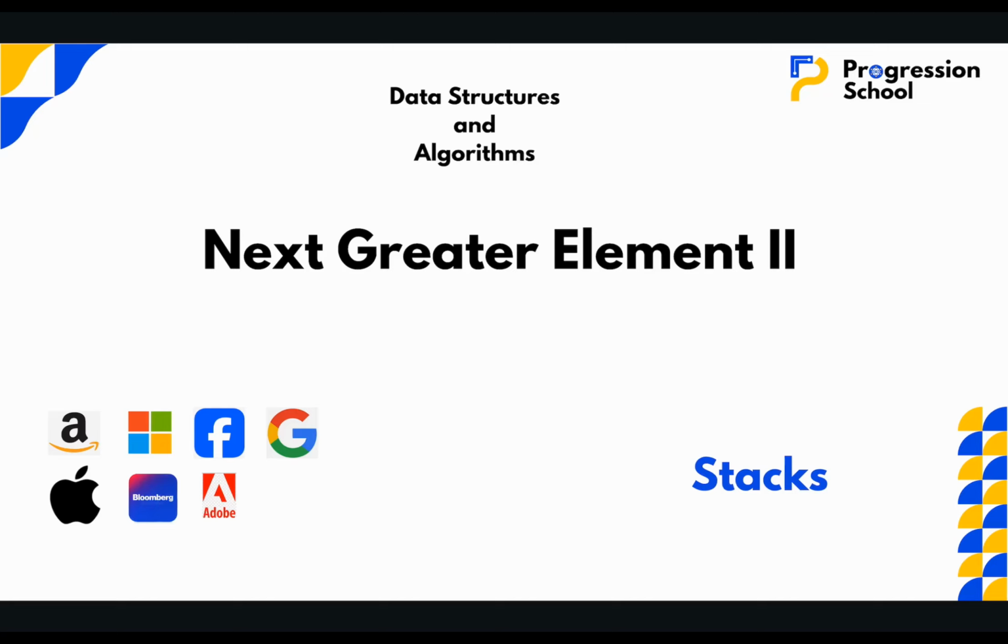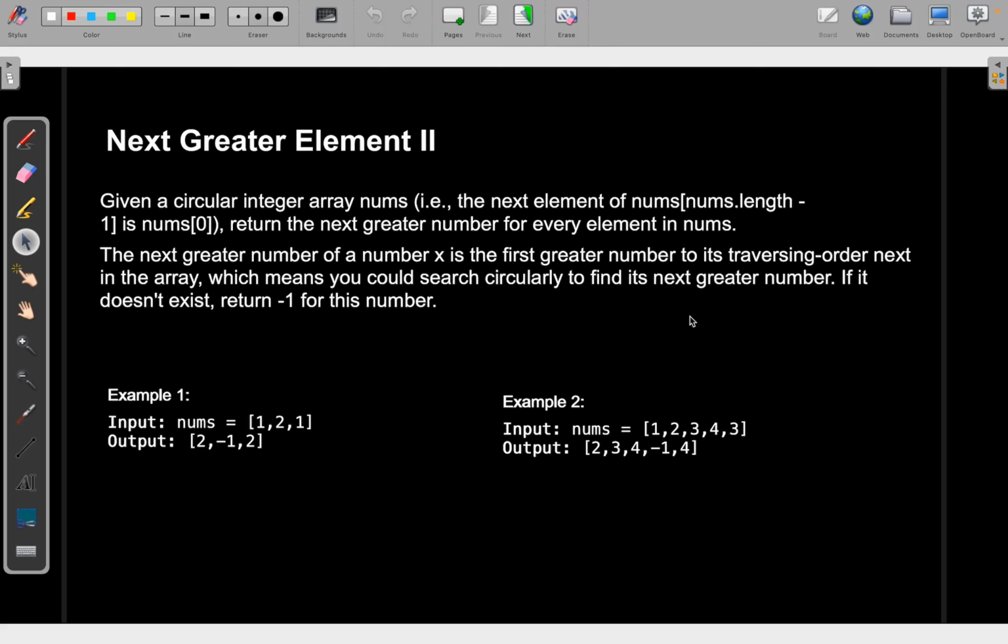Hi, welcome. In this video, we will solve the problem Next Greater Element Type 2, asked by companies like Amazon, Microsoft, Facebook, Google, and some others. So let's check out this problem. Next Greater Element Type 2.